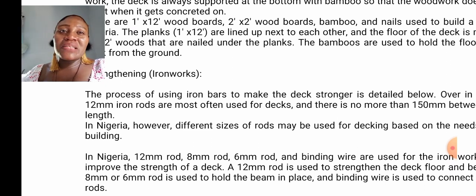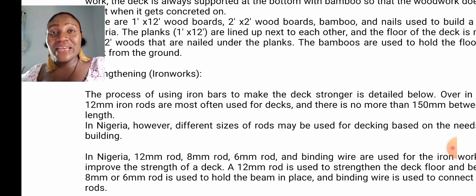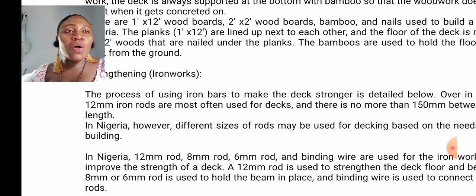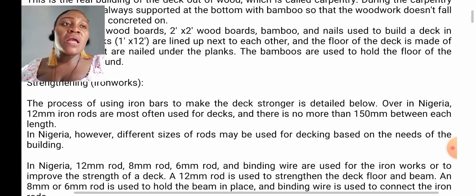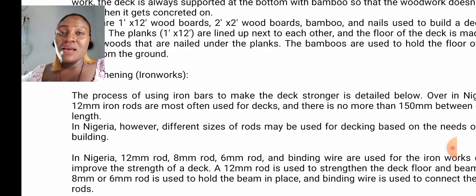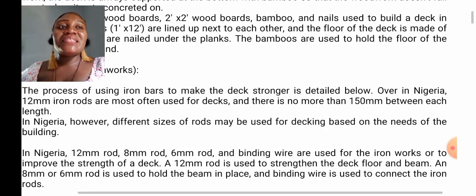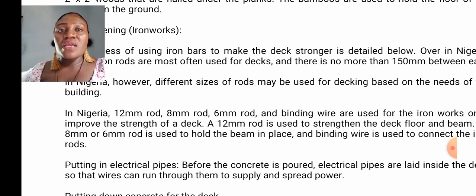12 mm iron rods are most often used for decking, especially here in Nigeria. I don't know for other places. And there is no more than 150 mm between each length. However, different sizes of rods may be used for decking based on the needs of the building.